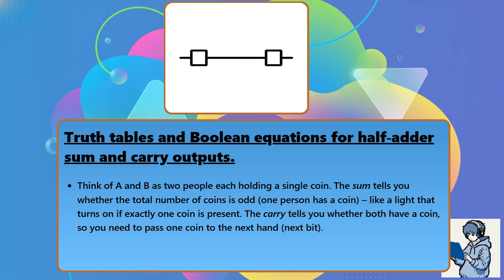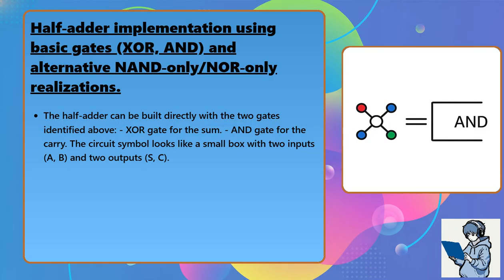Think of A and B as two people each holding a single coin. The sum tells you whether the total number of coins is odd. If one person has a coin, it is like a light that turns on if exactly one coin is present. The carry tells you whether both have a coin, so you need to pass one coin to the next bit. The half adder can be built directly with the two gates identified above.